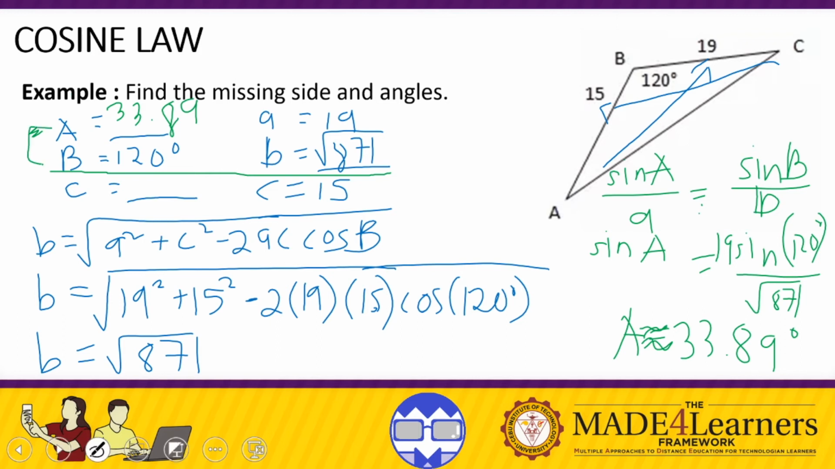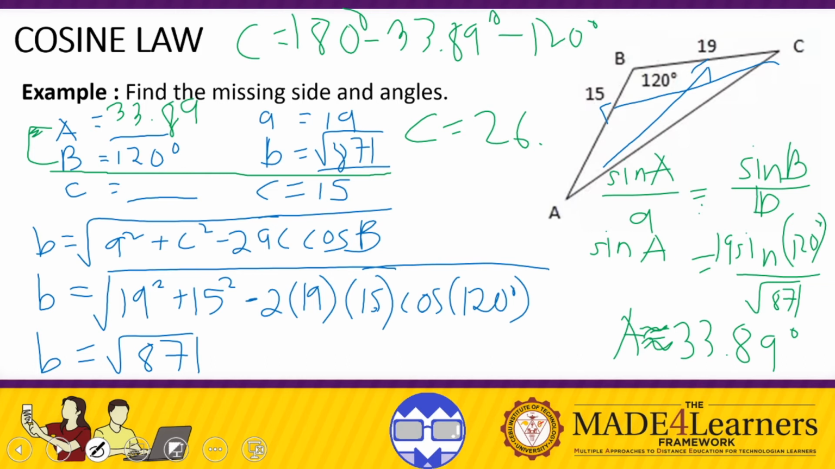Again, we're given two angles, so we can proceed to answer C. So C is just, it's here at the upper part. It's just 180 minus 33.89 degrees minus 120 degrees. Okay, so C would be 180 minus 33.89 minus 120, which is 26.11 degrees. So that's the missing element. And that's the answer for this triangle.